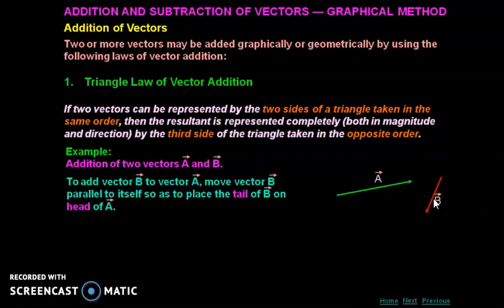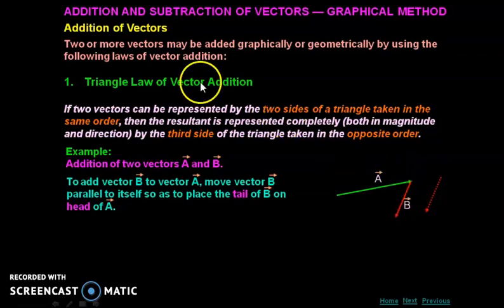Now we will fix A vector and we will move our B vector parallel to its initial position. You can see this dotted line is representing the initial B vector. Now we want to join A vector and B vector. In the triangle law of vector addition, we will fix A vector and then we will shift this B vector to the head of A vector.